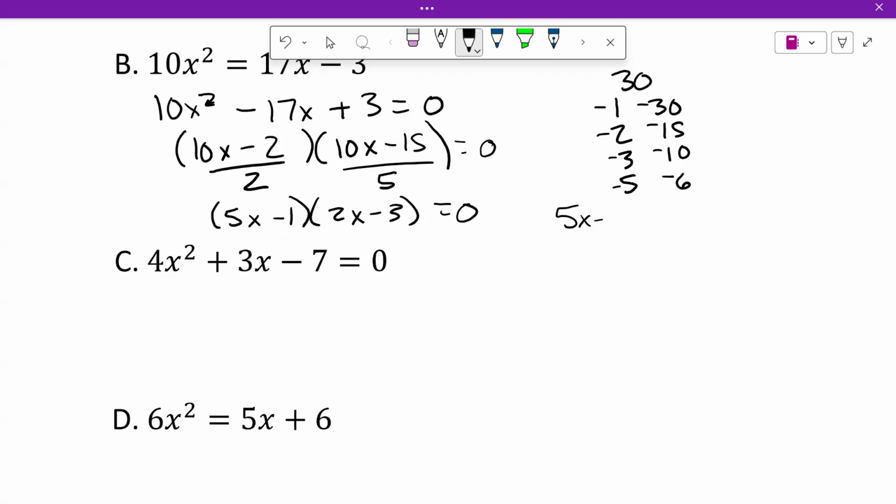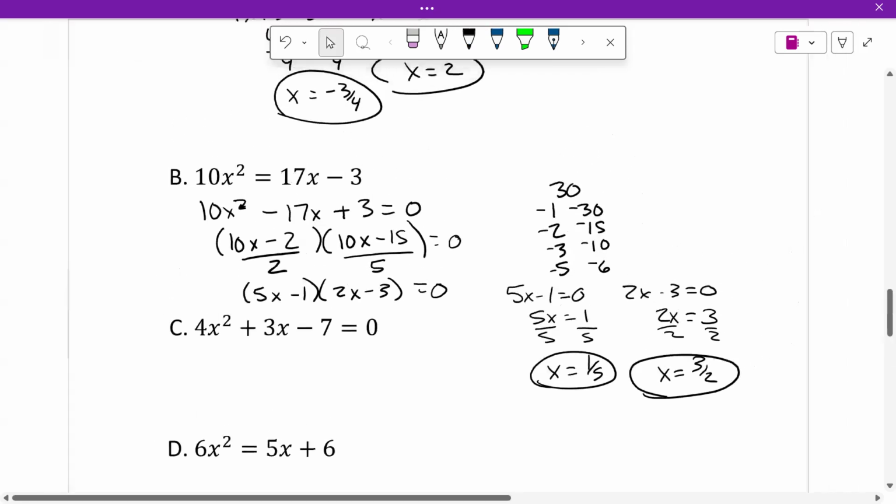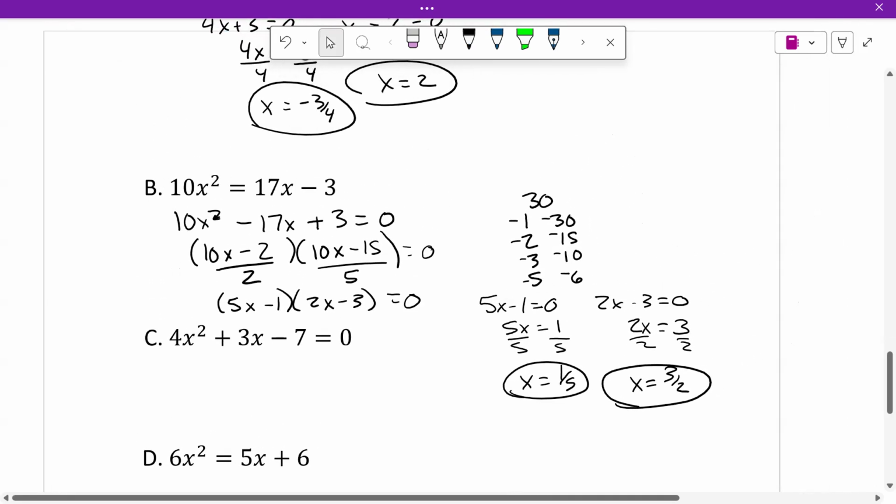So 5x minus 1 equals 0. 2x minus 3 equals 0. 5x equals 1, divided by 5. X equals 1/5. 2x minus 3 equals 0, so 2x equals 3, divided by 2. X equals 3/2. What do you notice about when I solve it? I have a lot of fractions. You're going to get fractions today when you solve these.